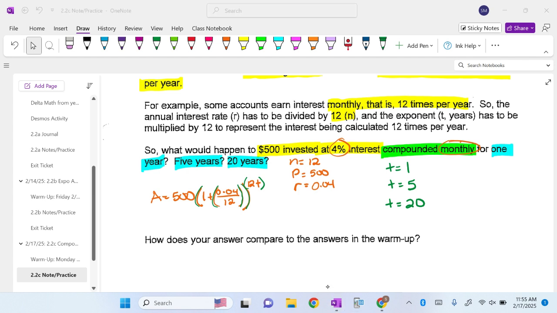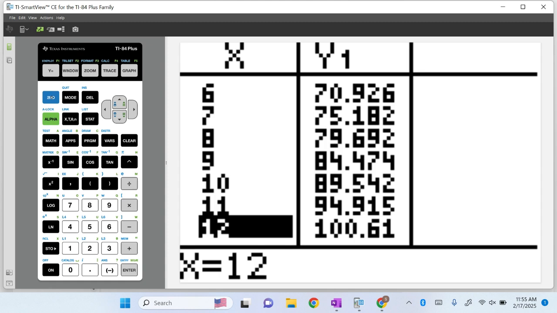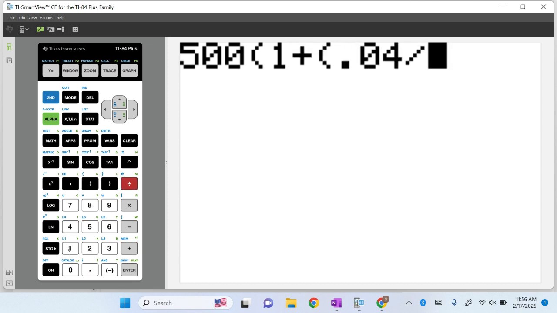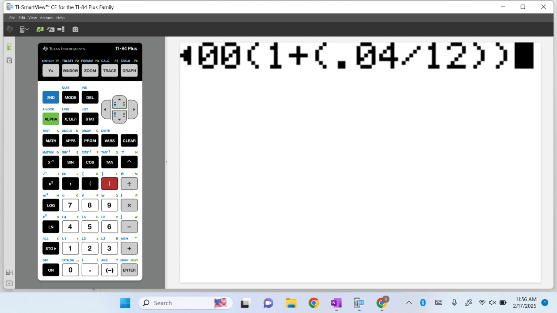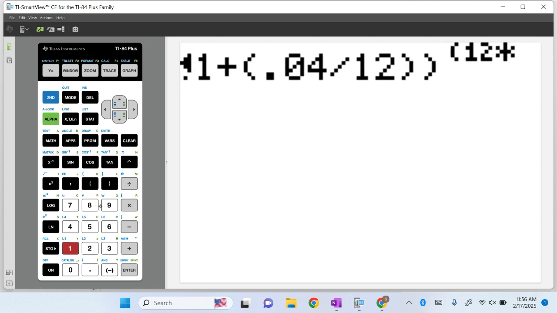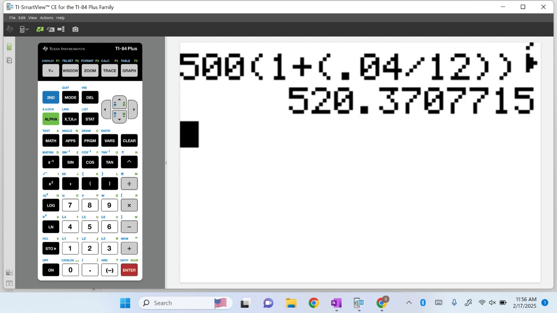Again, you're just plugging into your calculator, and I'll do t equals 1 as an example if you're struggling with putting it in your calculator. So you would type in 500 times 1 plus, parentheses, 0.04 divided by 12, close the parentheses, parentheses again, all raised to 12 times 1, and make that extra parenthesis. Hit enter. So you should get like 520 and some change. So 520 and 37 cents.